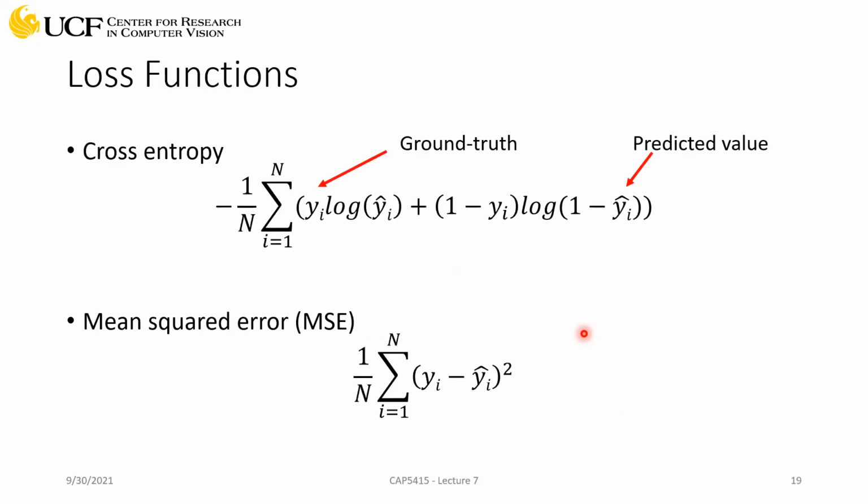Yeah, we talked about cross entropy as well, right? We talked about mean square error. All these are different ways of seeing how good your network is performing.